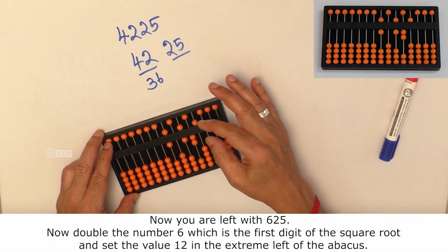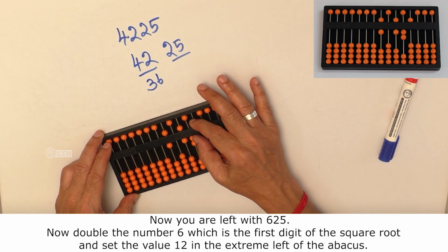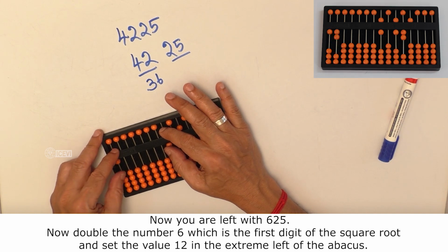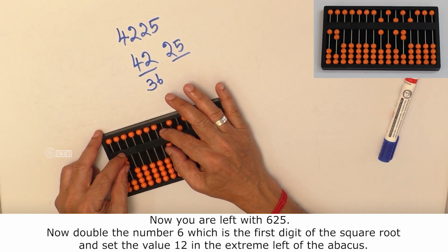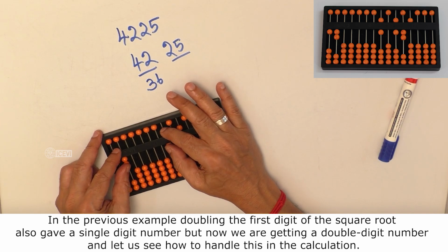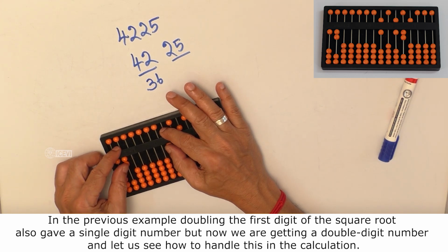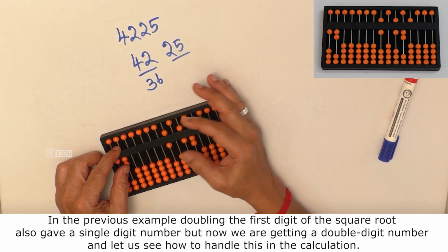Now, you are left with 625. Now, double the number 6, which is the first digit of the square root, and the value is 12, and set the value 12 in the extreme left of the abacus. In the previous example, doubling the first digit of the square root also gave a single digit number, but now we are getting a double digit number, and let us see how to handle this in the calculation.